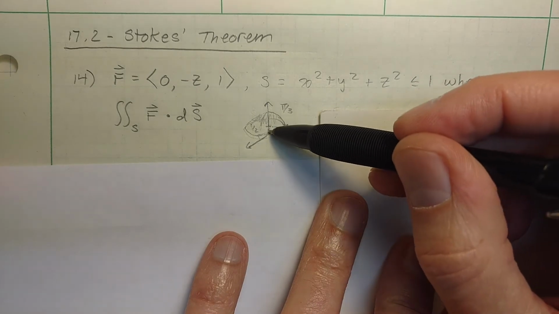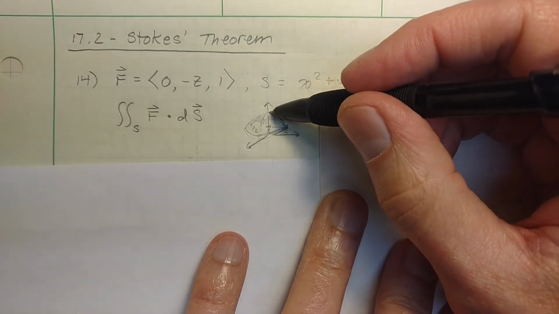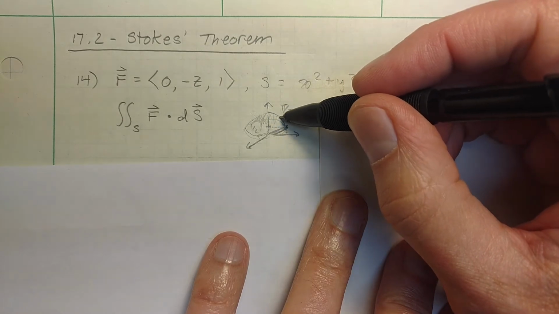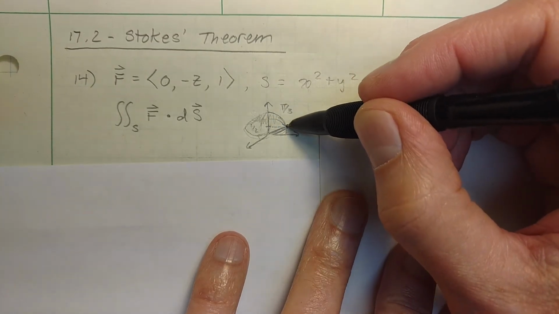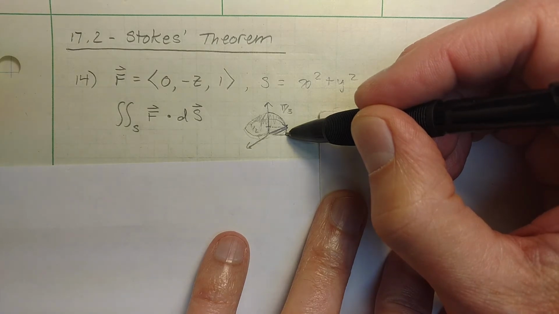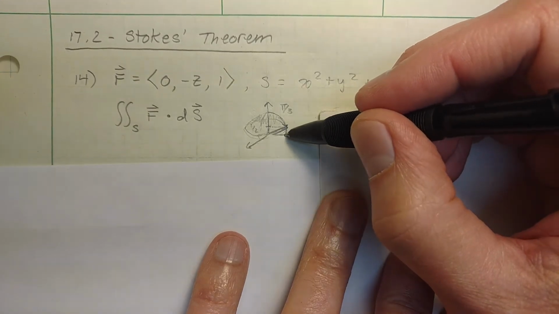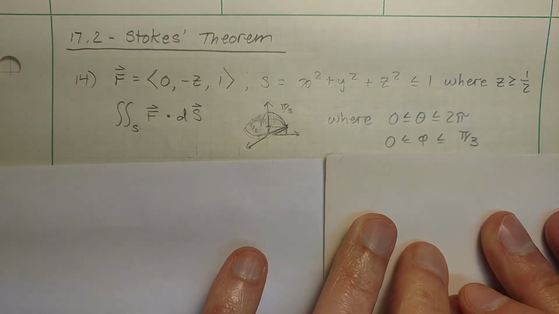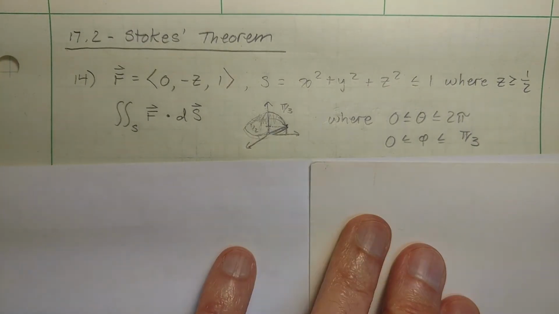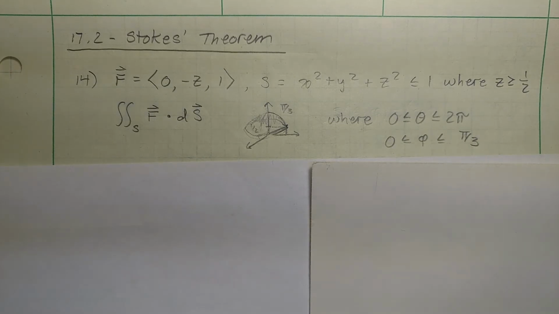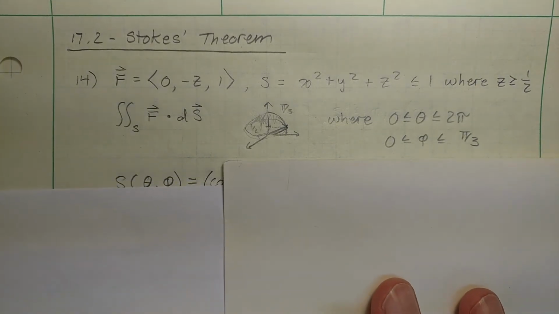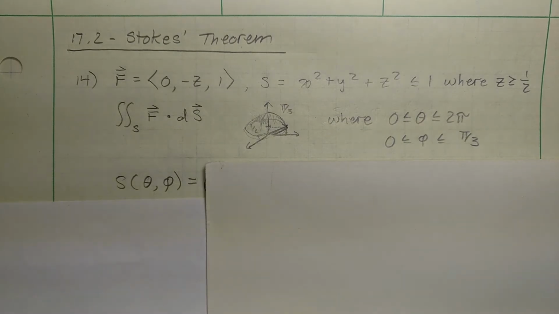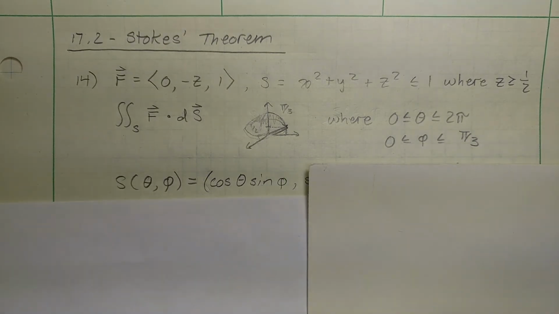Where z is 1/2, I've got to find the angle phi. Remember, phi starts at the positive z axis and goes down. Where z is 1/2, this measurement would be radical 3 over 2, so the angle that produces that is phi equals pi over 3. So my theta will go from 0 to 2 pi, the whole circle, and my phi will go from 0 to pi over 3. With that, I can parameterize my surface in terms of theta and phi. You should be familiar with this, it's just spherical coordinates.